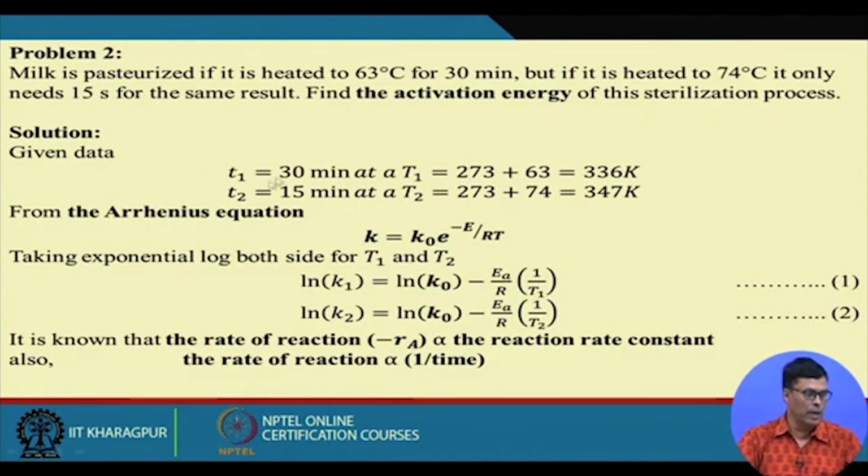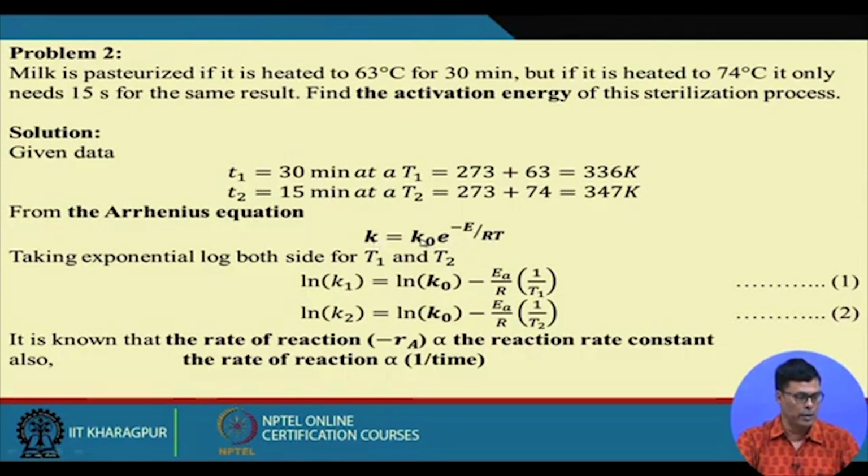So what is the data given? At 30 minutes, temperature T is 63 degrees centigrade, so the equivalent Kelvin temperature will be 336 Kelvin. Then this is 15 seconds. This is the mistake; this is 15 seconds, and this will be 340 Kelvin. So please make the correction here, and this equation is like this: K equal to K0 e to the power minus Ea by RT.